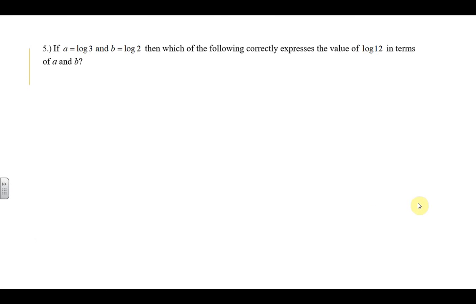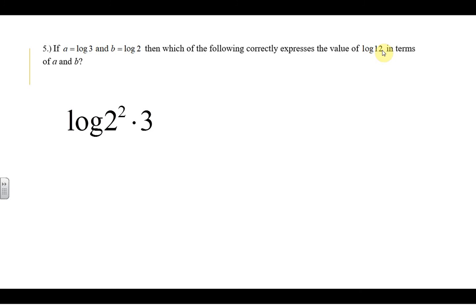All right, if a equals log 3 and b equals log 2, then which of the following correctly expresses the value of log 12 in terms of a and b? You have to think, can you get to 12 using 3 and 2? And you can use any powers of them. I'm thinking 2 squared is 4. And then 4 times 3 is definitely 12.